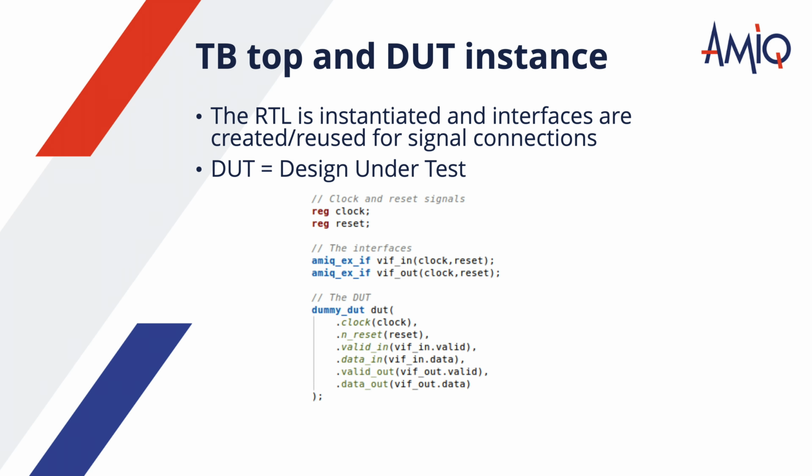The first step of a verification project is to instantiate the RTL, called DUT in the scope of verification, which is short for Design Under Test. During the instantiation, we connect different signals to the inputs of the DUT. These signals can be standalone signals or part of an interface. A standalone signal is usually controlled from the module where the DUT is instantiated.